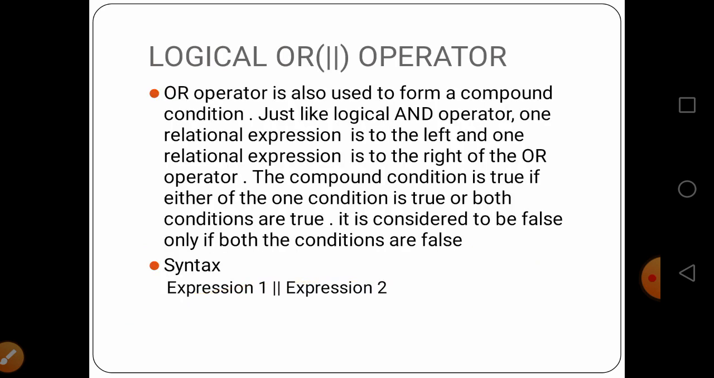So our next type of operator is a logical OR operator. Logical OR operator is also used to form a compound condition, just like logical AND operator. One relational expression is to the left and one relational expression is to the right of the OR operator. The compound condition is true if either of the conditions is true or both the conditions are true. It is considered false only if both of the conditions are false. Here we have the syntax of OR operator: expression 1, OR operator, and expression 2.